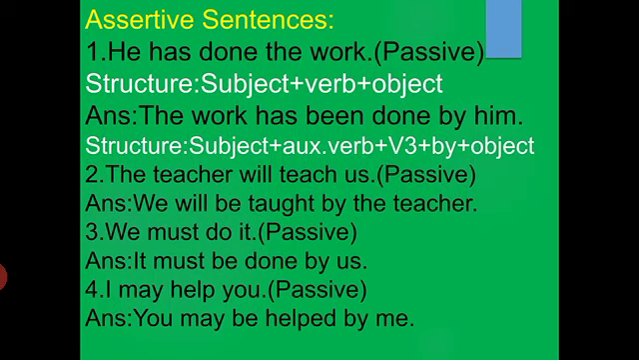Here the answer is you, which was the object in the active voice. Then may, according to the magic chart, we have taken be. Then V3 helped, then by plus object me.